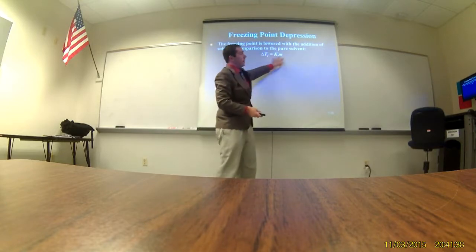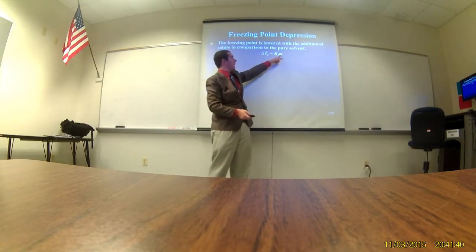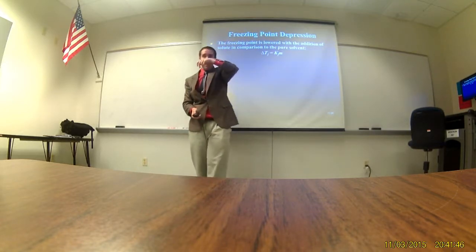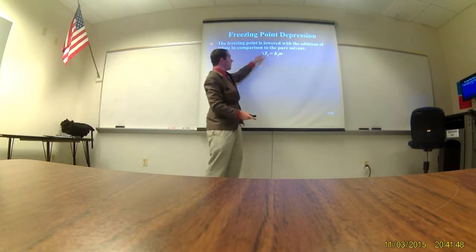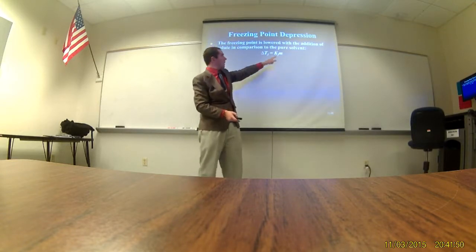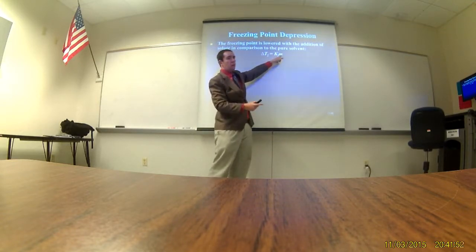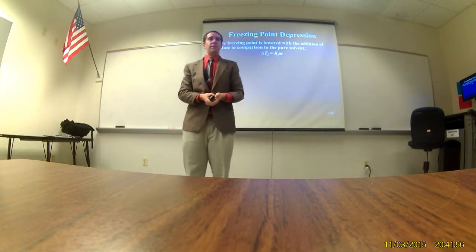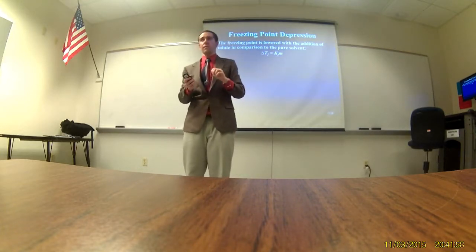It's the same calculation. Molality times a constant. This is the freezing constant, Kf instead of Kb. But you then get delta T. So if K is 2 and the molality is 1, your freezing point is going to go down by 2 degrees. That's all there is to it.